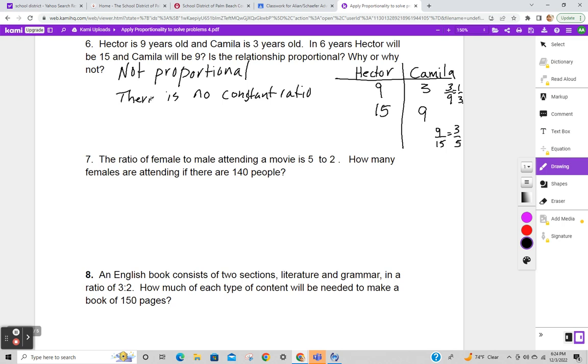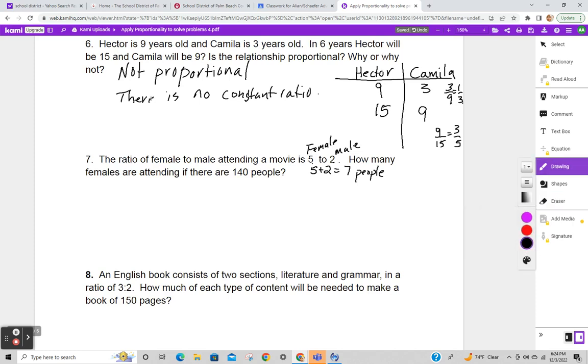That's the problem. All right, let's go on to number 7. The ratio of female to male attending a movie is 5 to 2. So 5 female, 2 male. That means there are a total of 5 plus 2, 7 people.